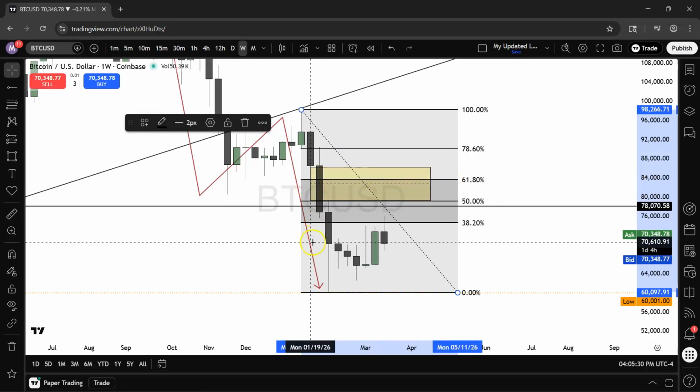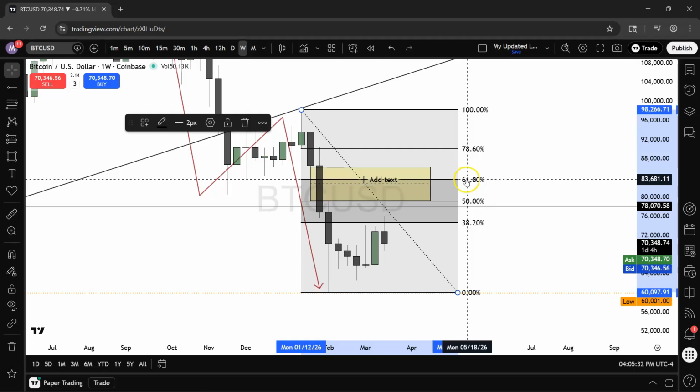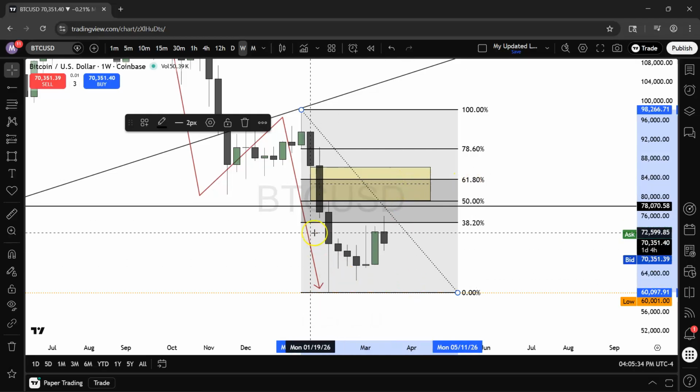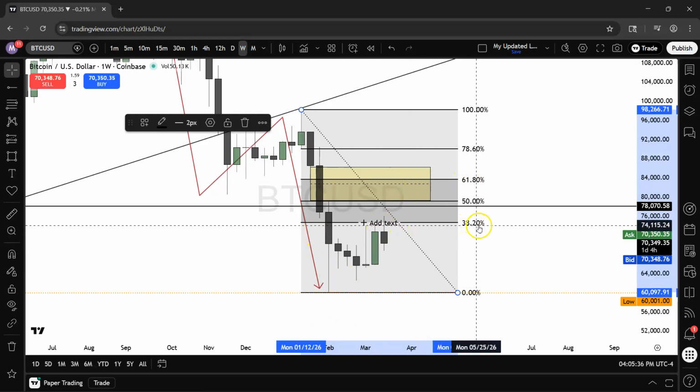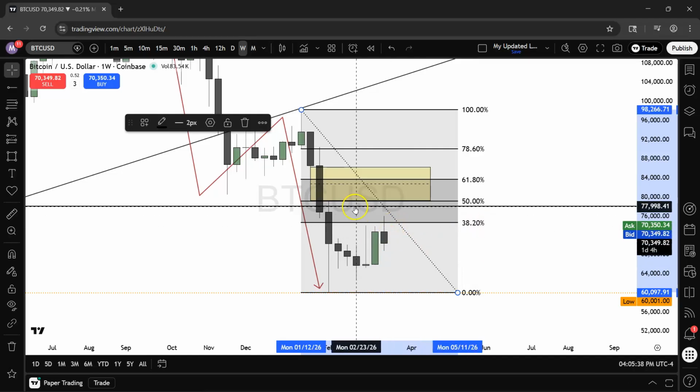But the market may bounce off the 61.8 and trend lower. It may bounce off 38.20 and trend lower. It may bounce off 50 or 78. So these are your sweet spots pretty much. You want to pay close attention to see if the market will bounce off these levels.